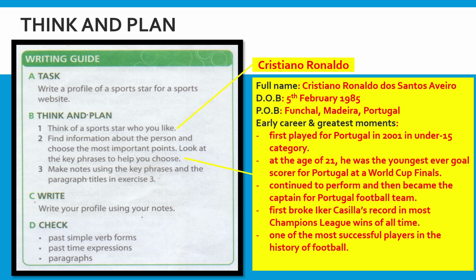So now, the full name for Cristiano Ronaldo is Cristiano Ronaldo dos Santos Aveiro, and he was born on 5th of February 1985, in Funchal, Madeira, Portugal. His early career and greatest moments were: he first played for Portugal in 2001 in under 15 category, and at the age of 21, he was the youngest ever goal scorer for Portugal at a World Cup finals.